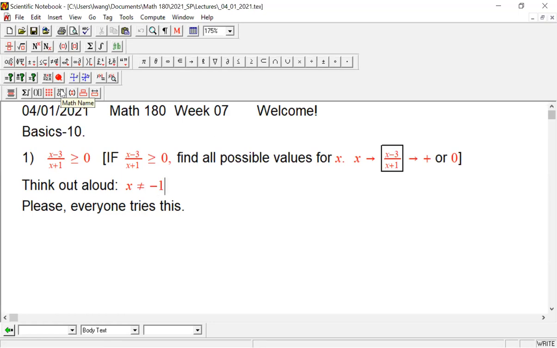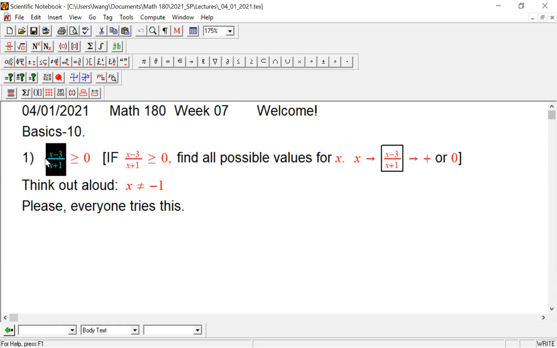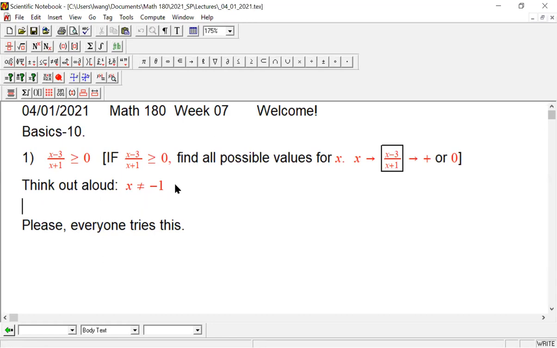Yes, we must make sure, from the function's perspective, that the denominator cannot be 0. This is a rule. Even though I didn't write f of x equals and so on, it is a function, it's a rule. The rule produces something like this, and then we want it to be positive or 0. Very good point. And then how do you solve it?